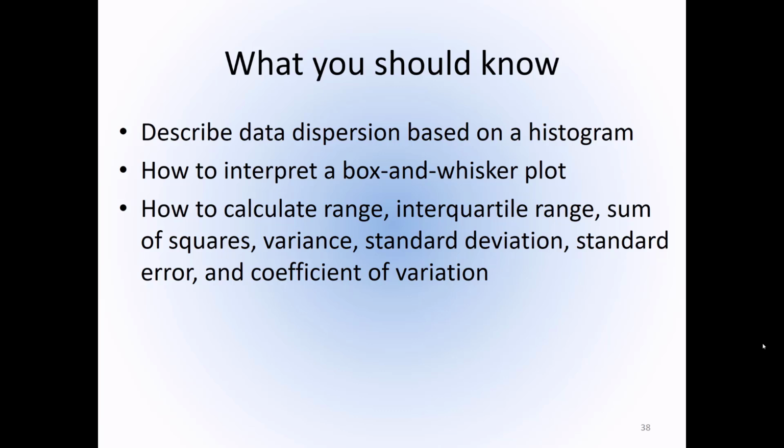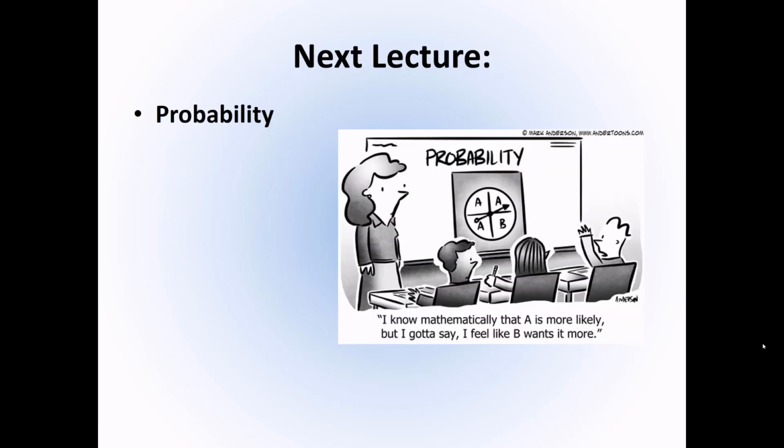You should be able to interpret a box and whisker plot. The larger the box, the more variability that we have. And you should also be able to calculate each of these different measures of dispersion, from range and interquartile range to variance, standard deviation, standard error. Moving forward, we're going to begin to move from descriptive statistics into inferential statistics, and we'll start by discussing probability.